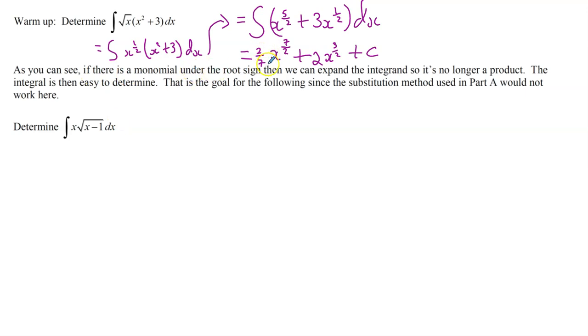So monomial to the root side, we can expand the integrand so it's no longer a product. The integral is then easy to determine. That's the goal here. So let u equal x minus 1, so that underneath here we'll just have a root u. But we've got an x out here, right? So x is going to be equal to u plus 1, and du is just equal to dx.